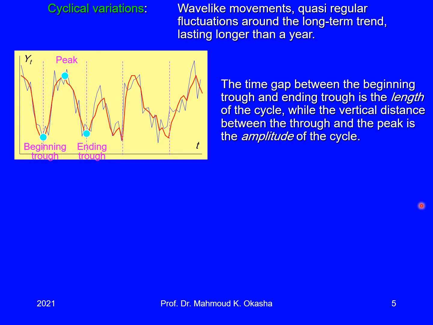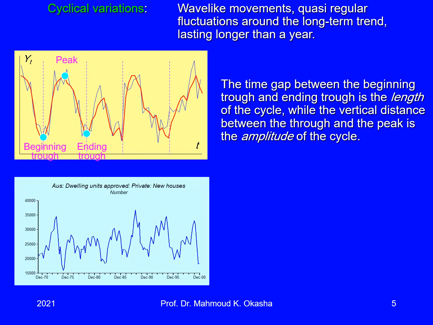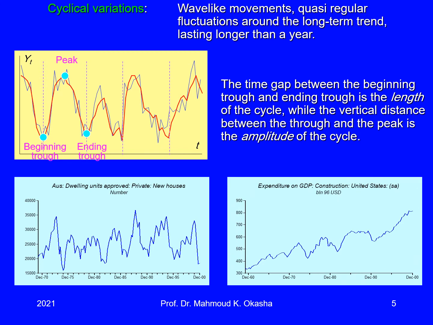The time gap between the beginning trough and ending trough is the length of the cycle. From this to this is the length of the cycle. And the same here, that's the length of the cycle, and so on. Right? So that's another example of the cyclical variation. And this is another example.